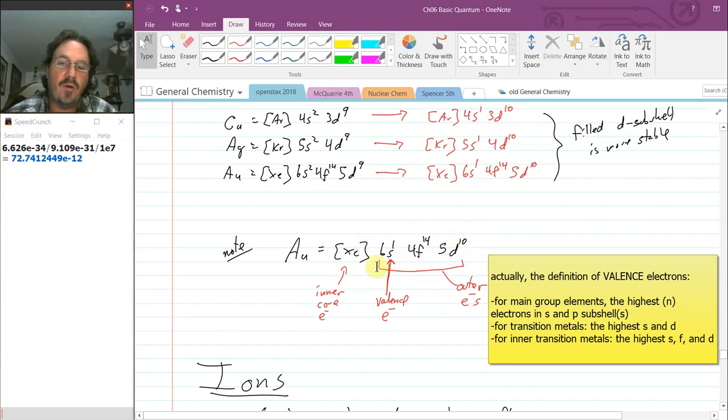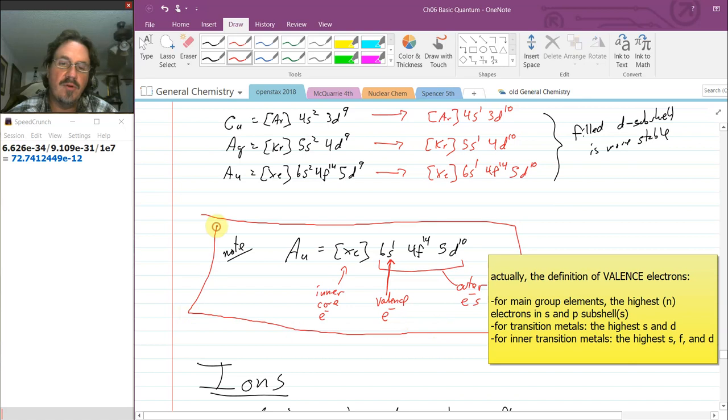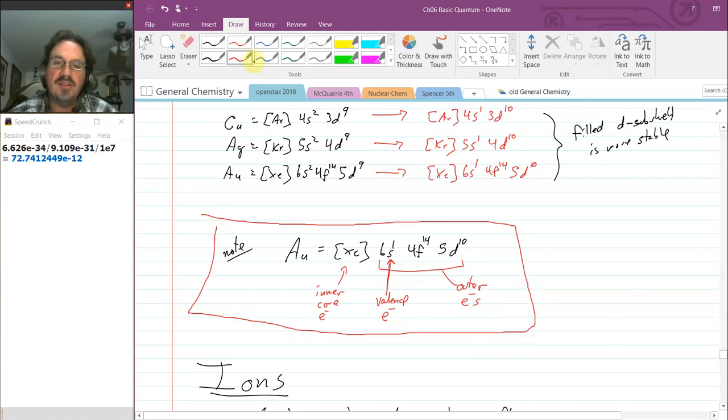Anything beyond the core, so all of these guys out here after the noble gas xenon, could be considered and are often called the outer electrons. So in that case, we have inner and outer. Only that highest energy level is considered the valence, and the inner ones sometimes, like I said, are also called core. All right, so if you just kind of remember this, I think this is the important thing. If you remember inner and outer and valence, you'll be all set.